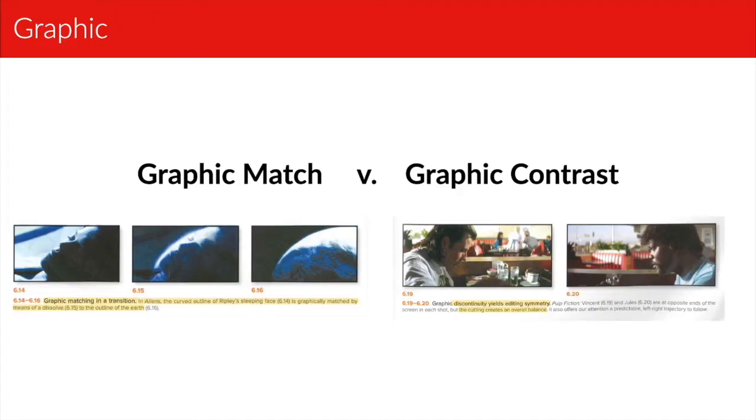When you have a graphic match, the composition is picked up from one shot to another, even in really creative ways like in Aliens, the shape of the earth sort of dissolving from the face. It can also be a matter of degree. You could keep the same sort of lighting patterns and avoid color clashing.